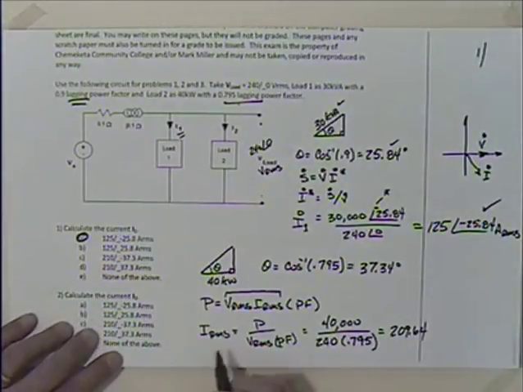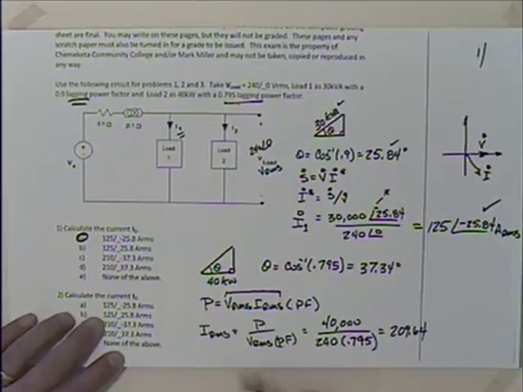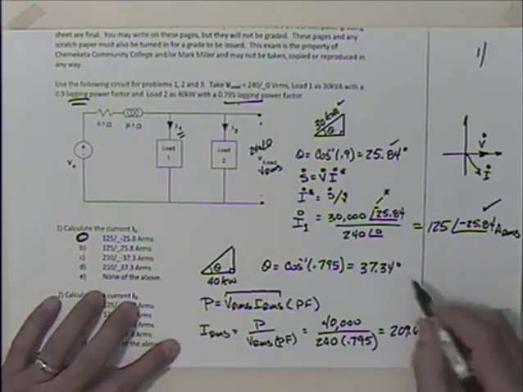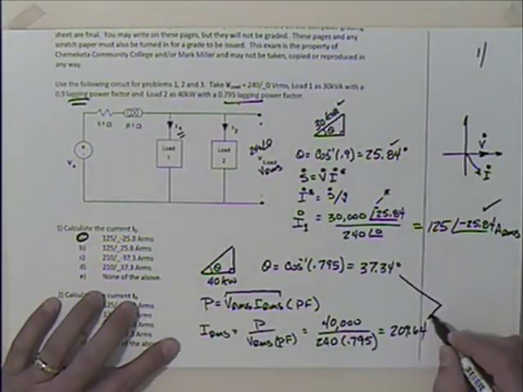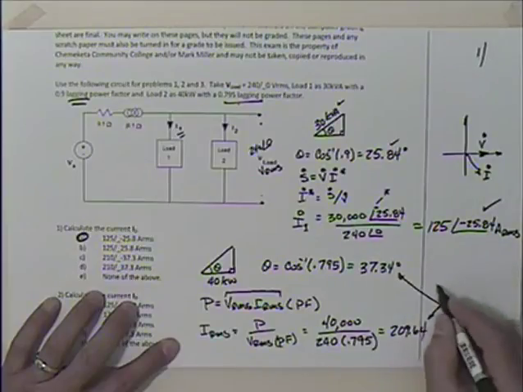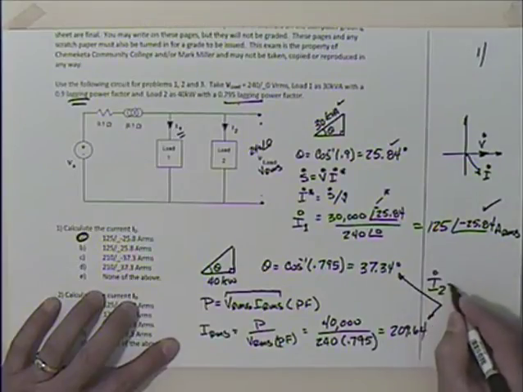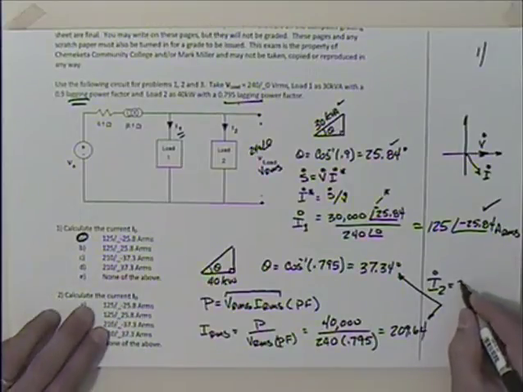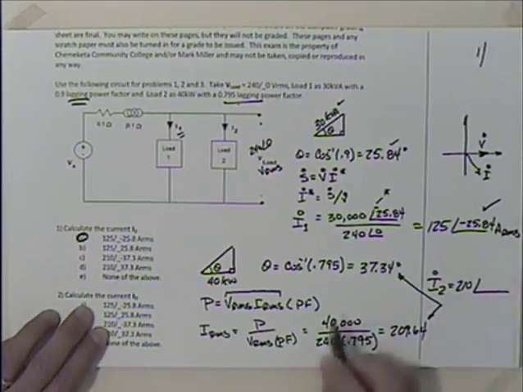And that's just the magnitude. Now I have to figure out the angle. So if I take this and I take this, I should be able to talk about what I2 is equal to. It's going to be equal to that 209.64, or maybe we'll just say 210, at an angle of what?